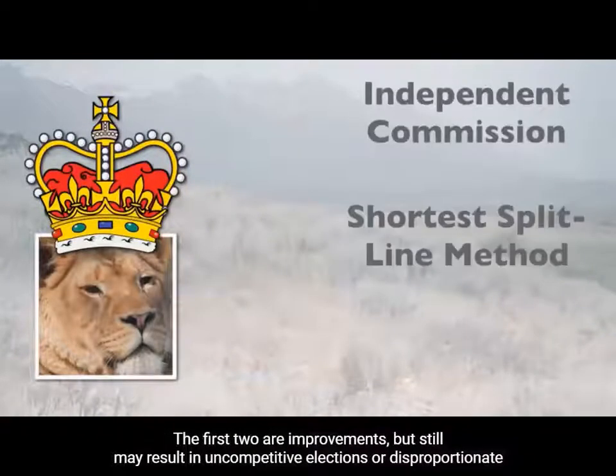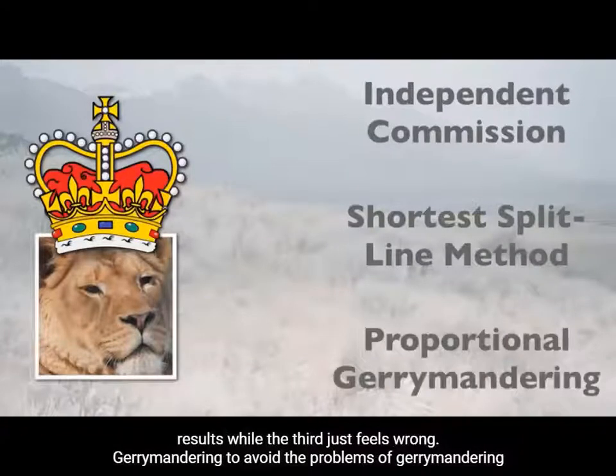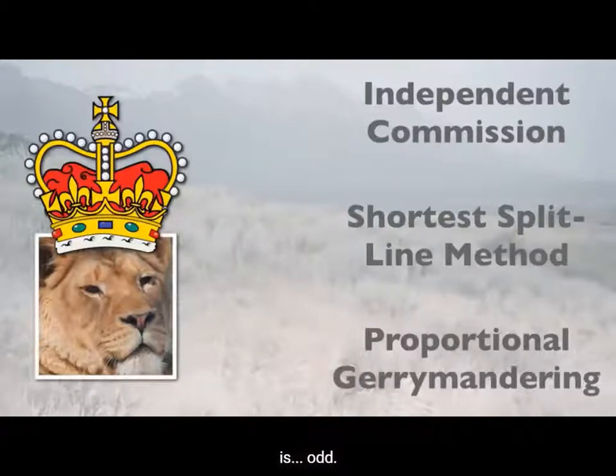The first two are improvements, but still may result in uncompetitive elections or disproportionate results, while the third just feels wrong. Gerrymandering to avoid the problems of gerrymandering is odd.